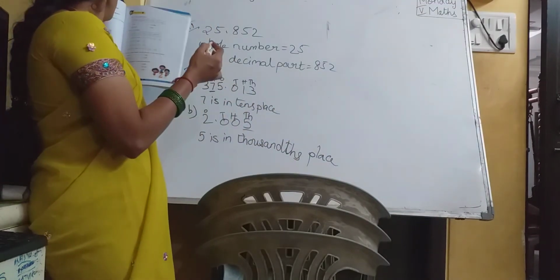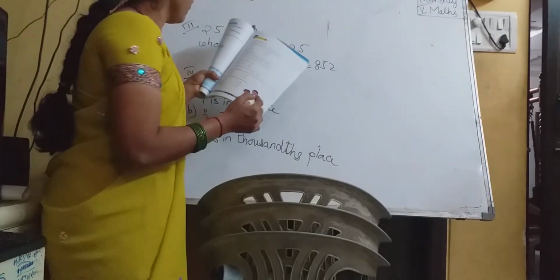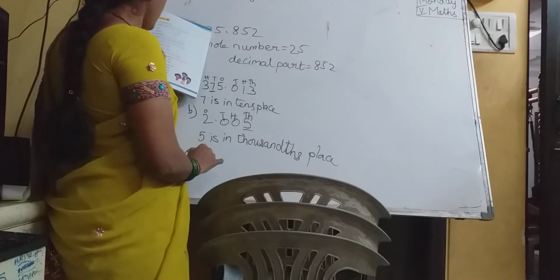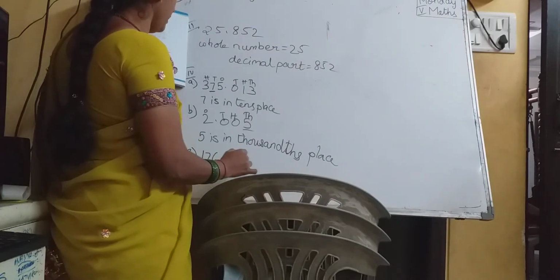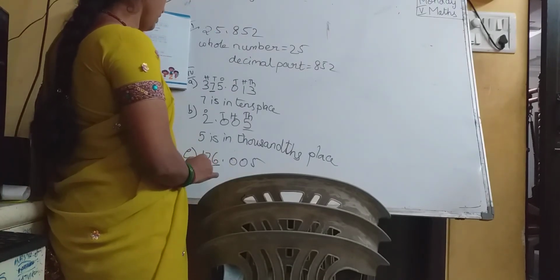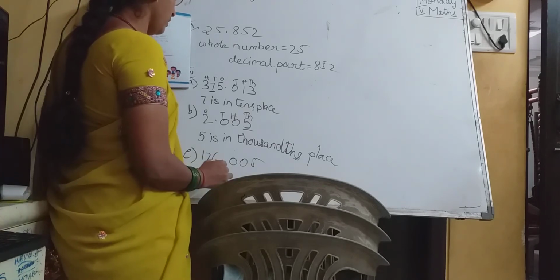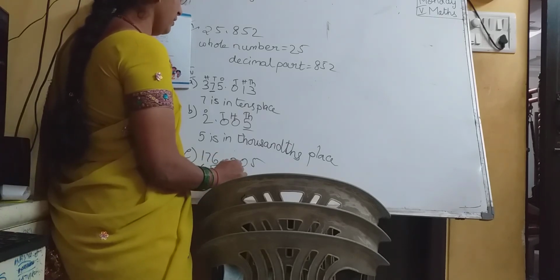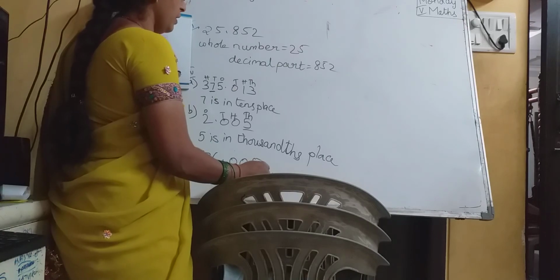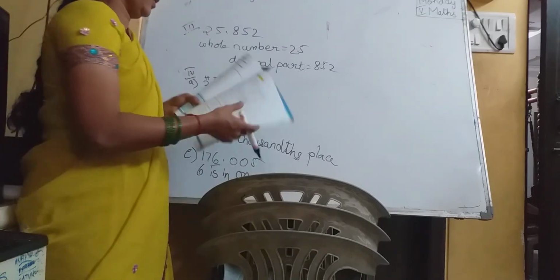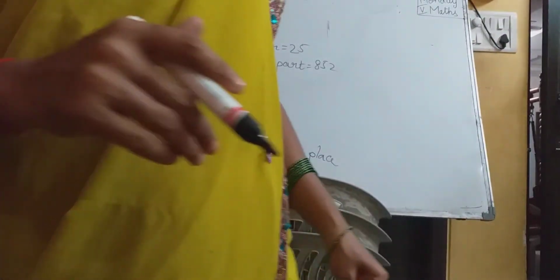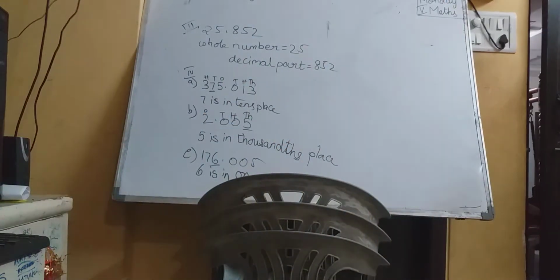Shall I do one more? E1, 176.005. 6 is underlined. 6 is in the ones place. That's all. 3 more you write for homework. Okay, children, complete all the homework which I have given you all. Yes? Thank you.